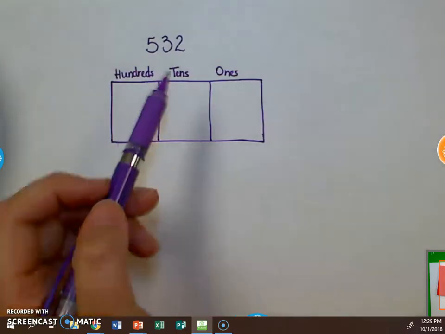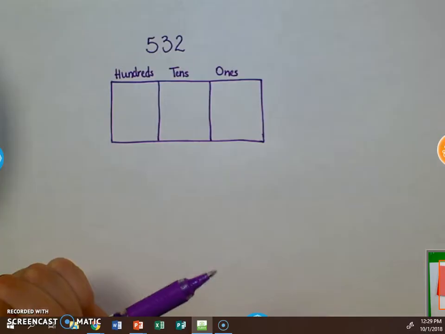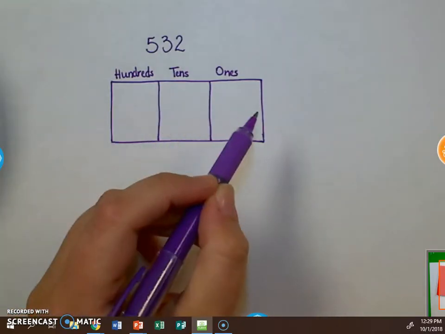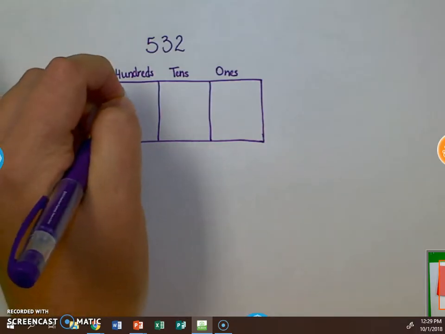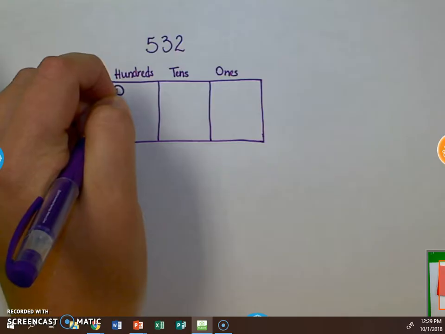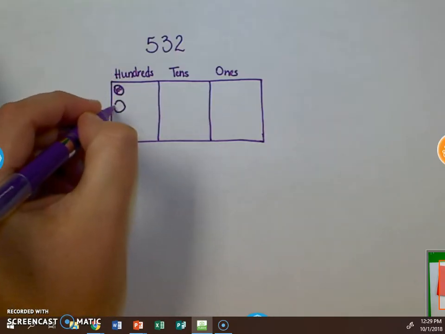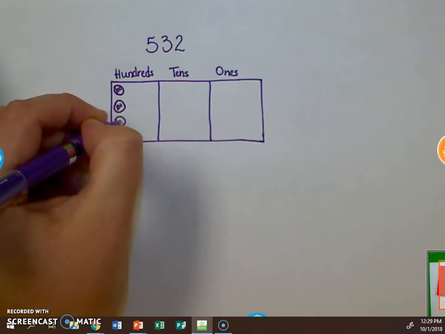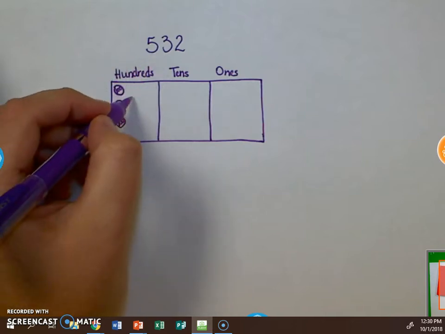Students can then look at a new number, 532, and draw place value disks to represent that number. This is a place value chart. The students will have to draw circles and put small 100s in them to equal 100. Circle, 100, circle, 100. They have to draw 5 of these to represent 5 hundreds.